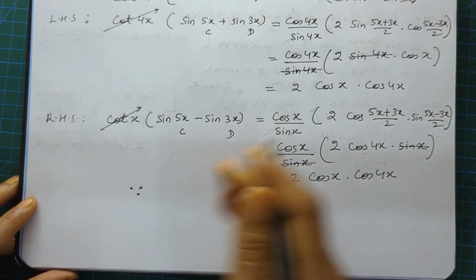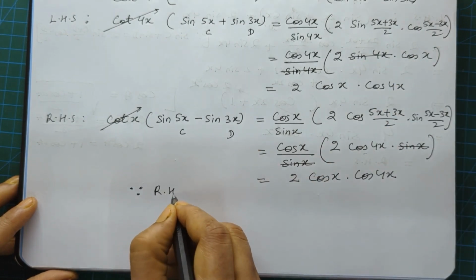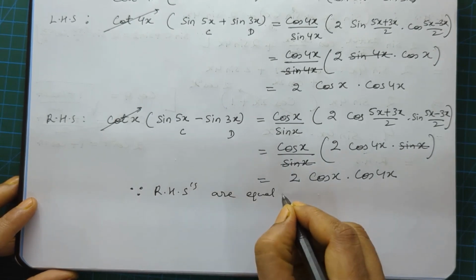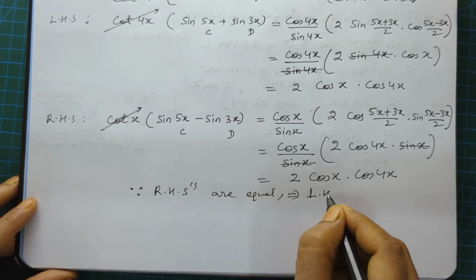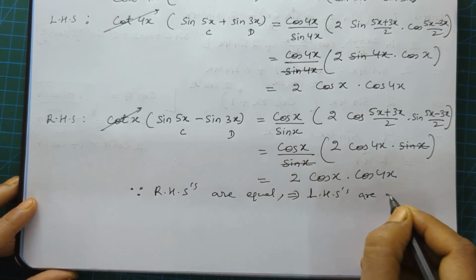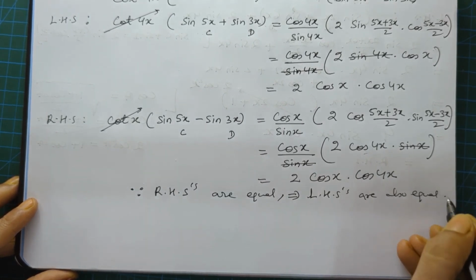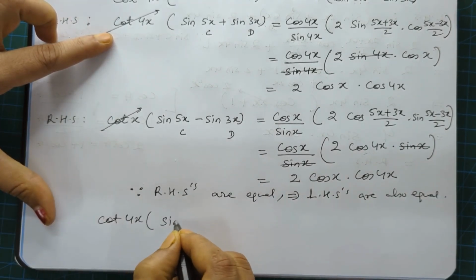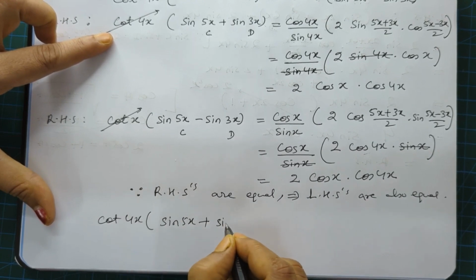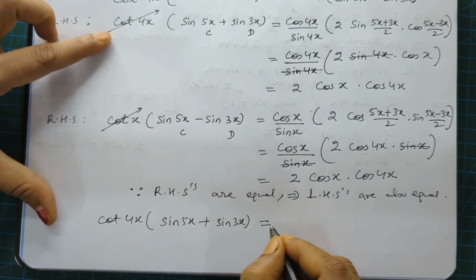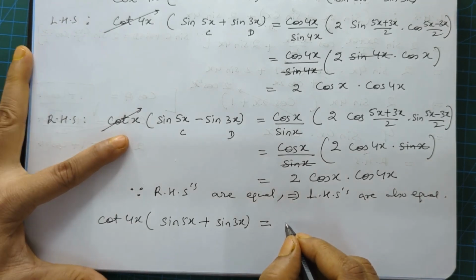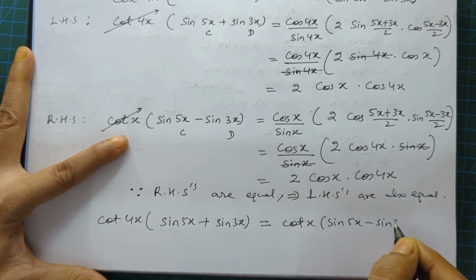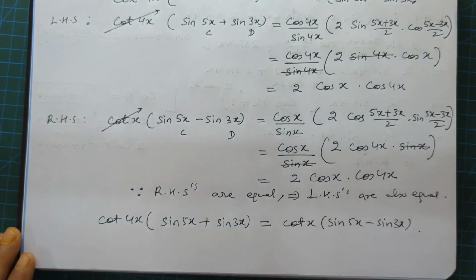Since the right hand sides are equal, that would mean that the left hand sides are also equal. And what is left hand side? Left hand side is cot 4x times sin 5x plus sin 3x, and right hand side is cot x times sin 5x minus sin 3x, and hence this identity is proved.